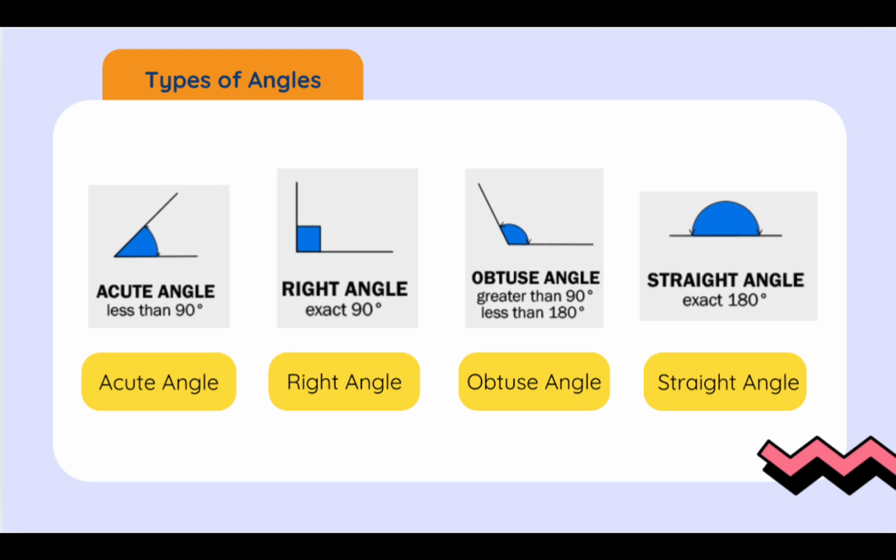Third, we have an obtuse angle. This is an angle that is greater than 90 degrees but less than 180 degrees. A 180 degree angle is called a straight angle. This is essentially just a straight line.